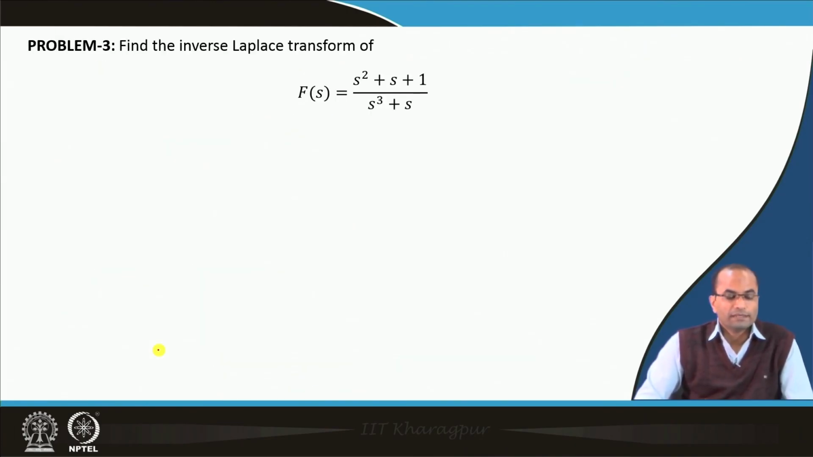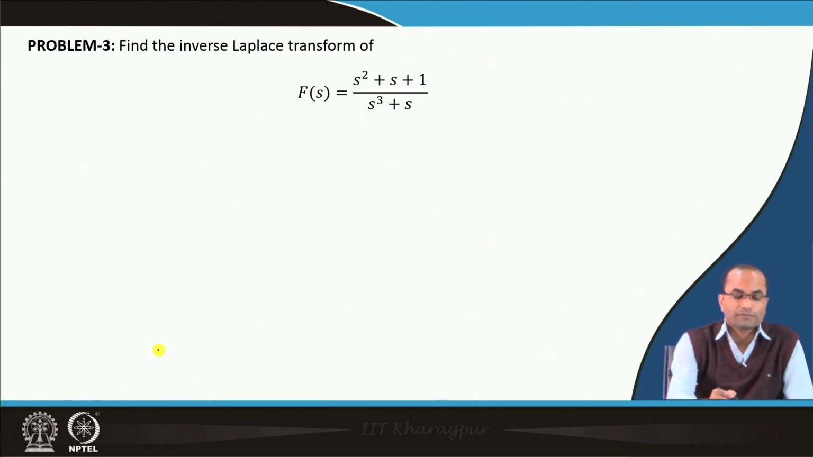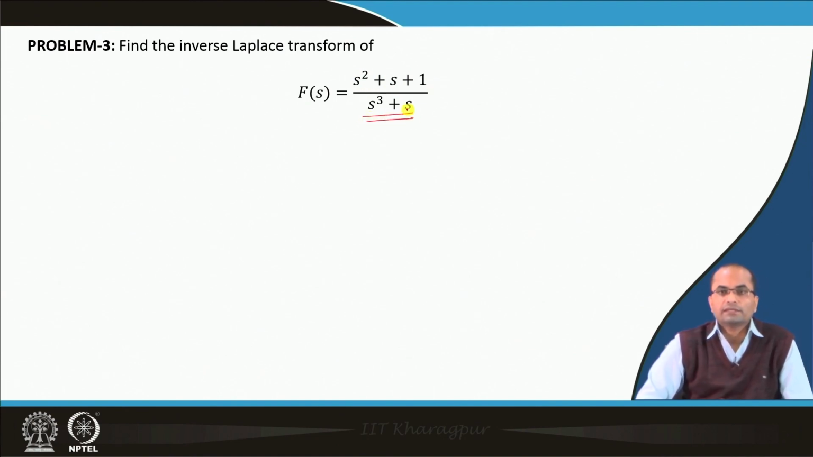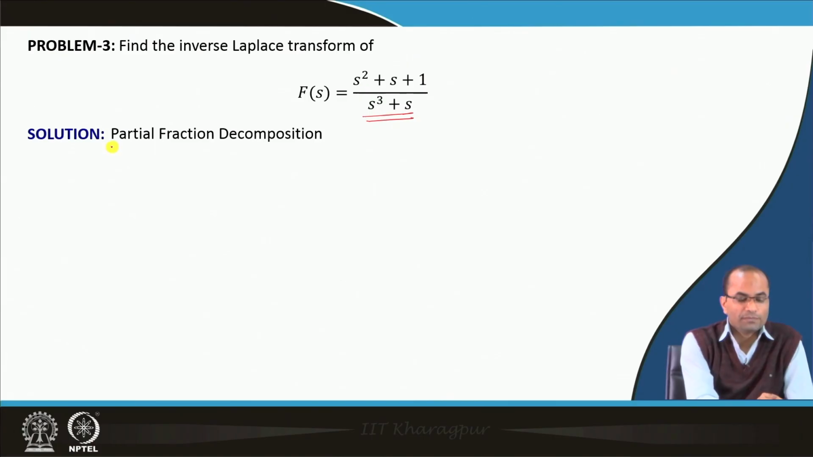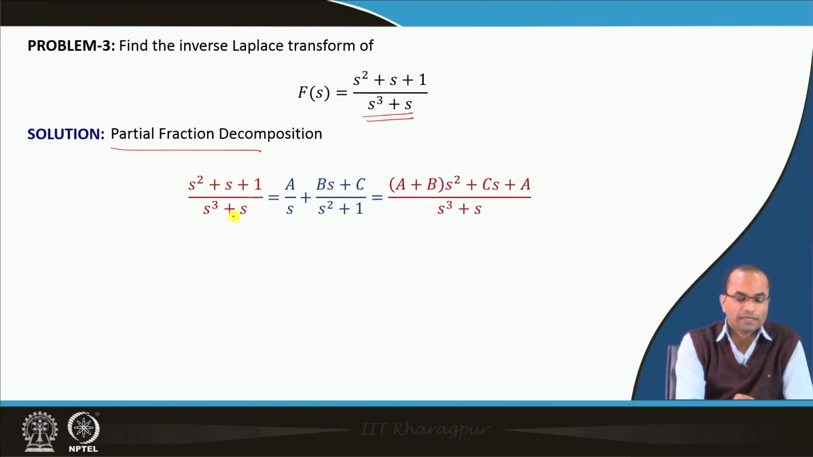Now, we want to find the Laplace inverse of this function, (S² + S + 1) over (S³ + S). The idea is the same as I said before: we have to do partial fractions. Once the partial fractions are done, we can simply use the existing results to get the functions back to the t domain.